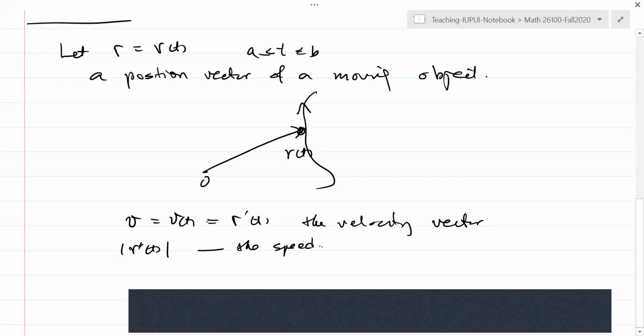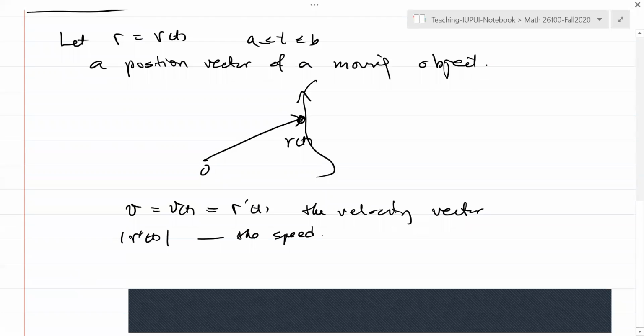Right, this length is called speed at time t. If the velocity vector is longer, then this length is longer, right? They're larger, so that speed is higher.